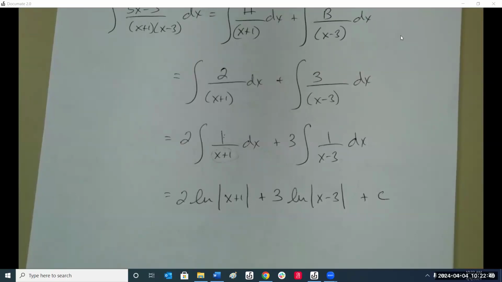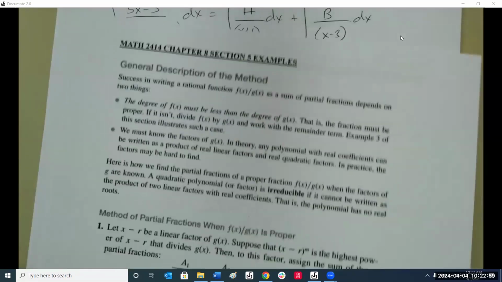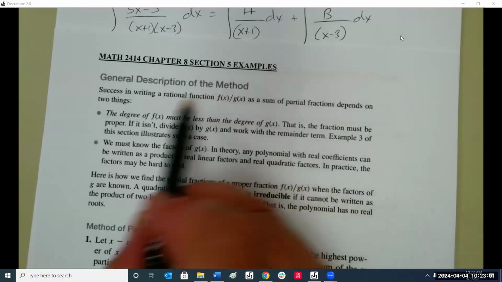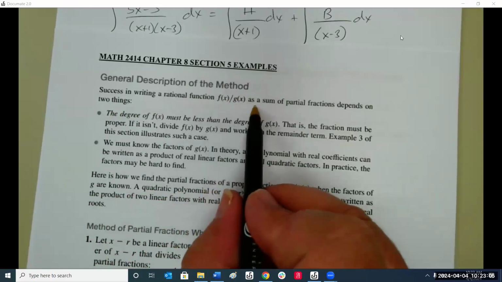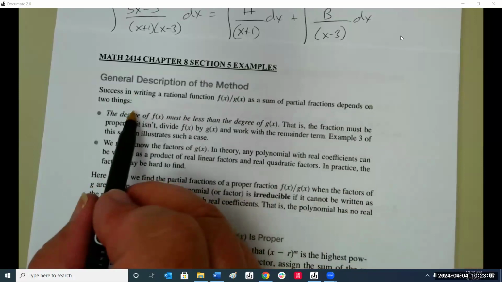That's how we use partial fractions to find them. All right, and on your example sheet, I write down the rules. General description of the method. Success in writing the rational function f of x over g of x as a sum of partial fractions depends on two things.